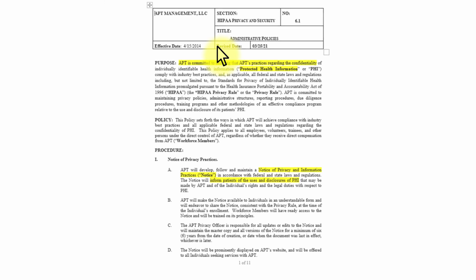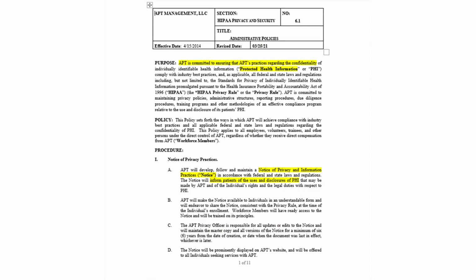Section 6: HIPAA Privacy and Security applies to everybody, focusing on protected health information, also known as PHI, and how the company may use and disclose PHI. Section 6.1 Administrative Policies. The Notice of Privacy Practices form is given to all patients with their registration forms.